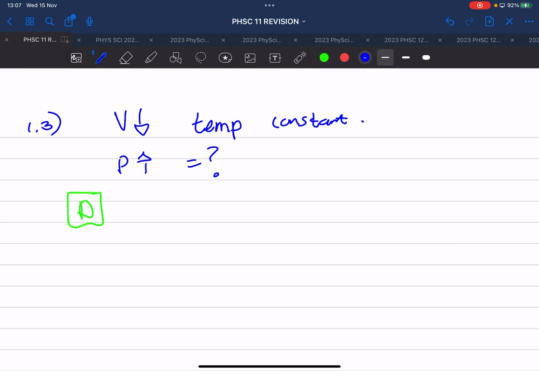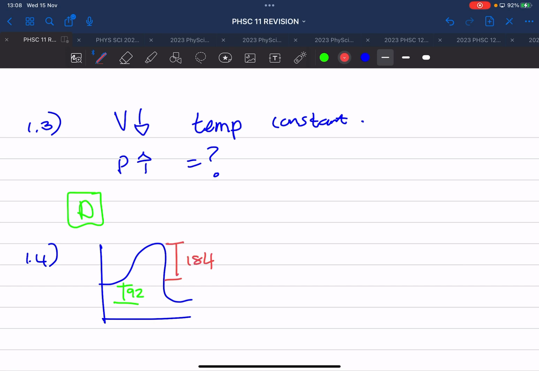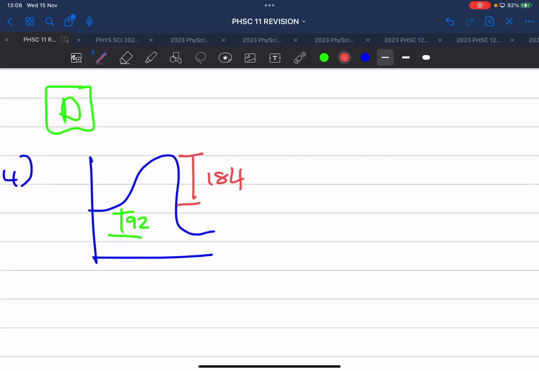Okay. Goed, 1.4. So daar het jy 'n diagram en die diagram lyk so iets. Okay, and they show you that this distance is 92 and then they show you this distance is 184. Okay? Kom ons check net gou vinnig.